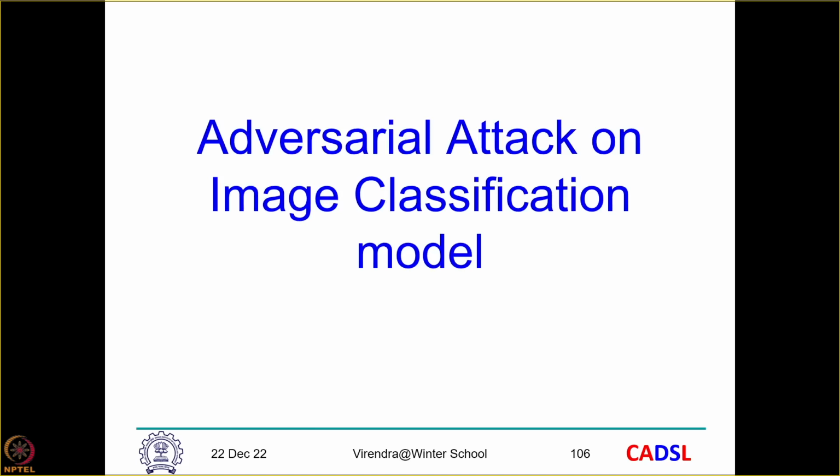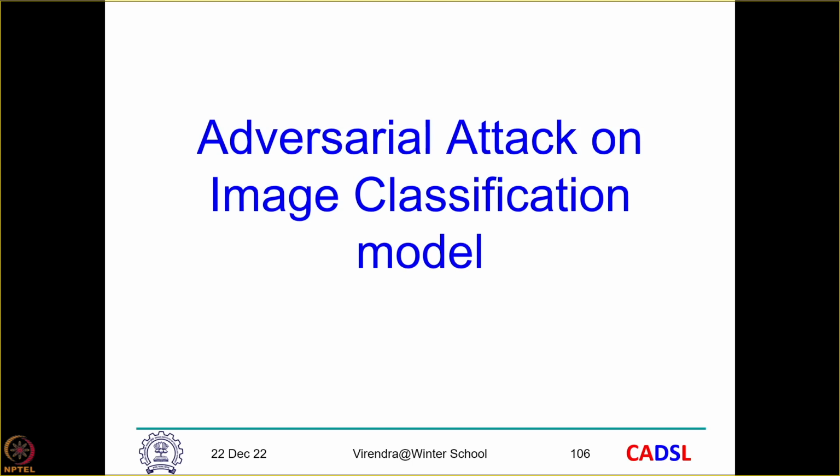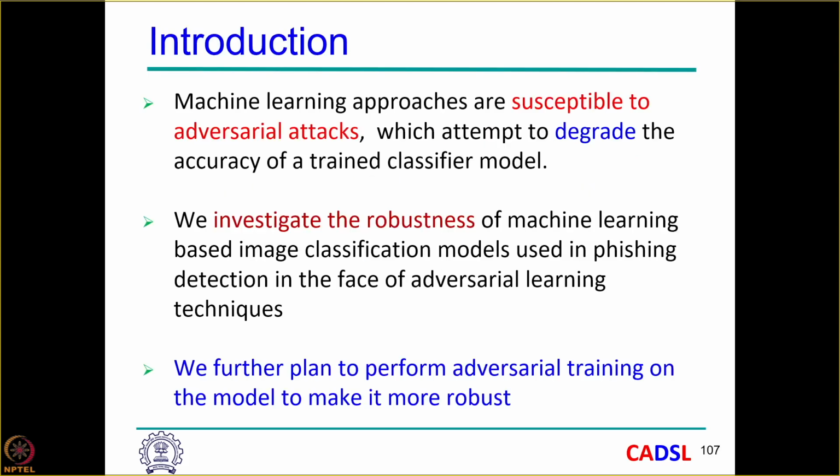Now I want to show you how one can make an AI system learn something wrong, which we call an adversarial attack. Take the example of image classification, where the images are used to detect phishing attacks. Somebody can make it learn something wrong so that it starts to classify things wrongly. Machine learning approaches are susceptible to adversarial attacks, which attempt to degrade the accuracy of the trained classifier model. I have some accuracy, and then it can be attacked with inputs that reduce the accuracy, and if accuracy degrades, you start to pass the malicious traffic and stop the benign traffic that you have.